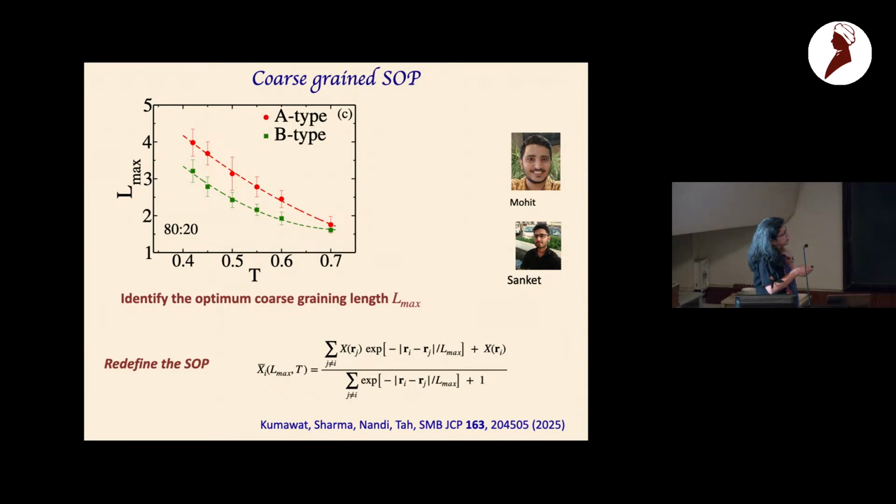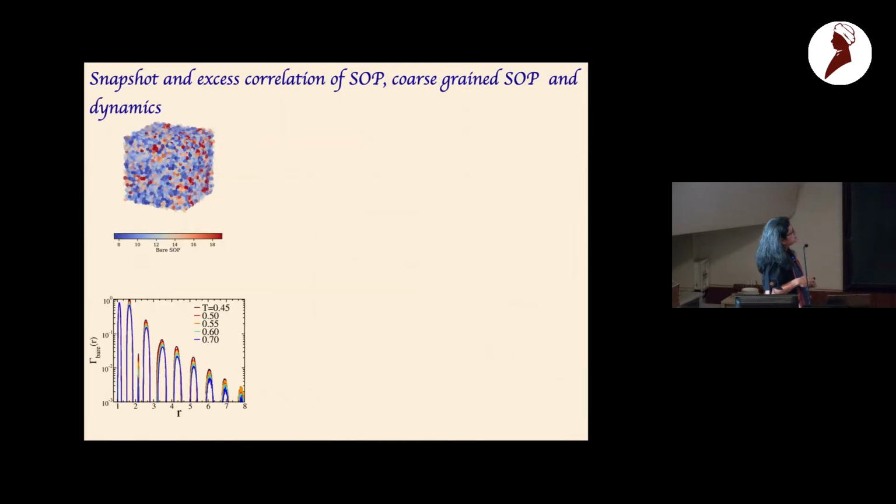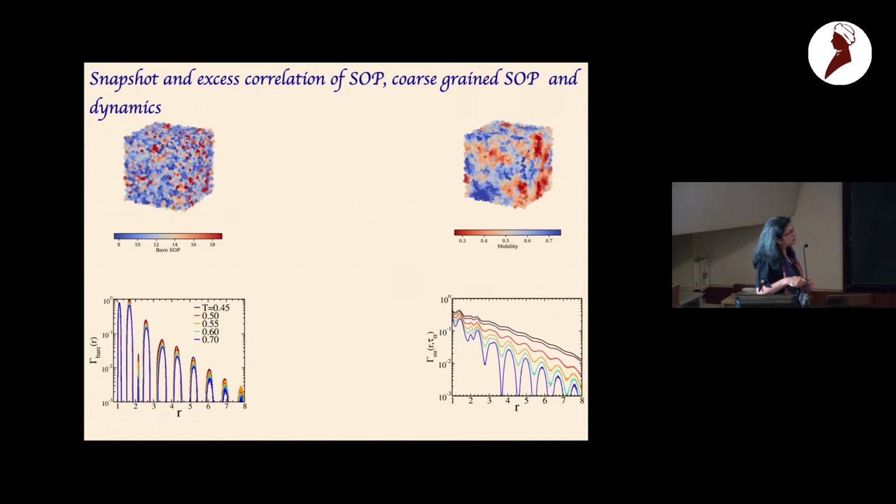Let's concentrate on the A particles now. And we can identify this optimum coarse graining length, and then we can redefine our structural order parameters in terms of this coarse graining length. So after doing that, here is a snapshot of my order parameter at a single particle level. Here is how it would have shown a growth in terms of temperature. Here is a snapshot of the dynamics at tau alpha. Here is how the dynamics grew with tau alpha.